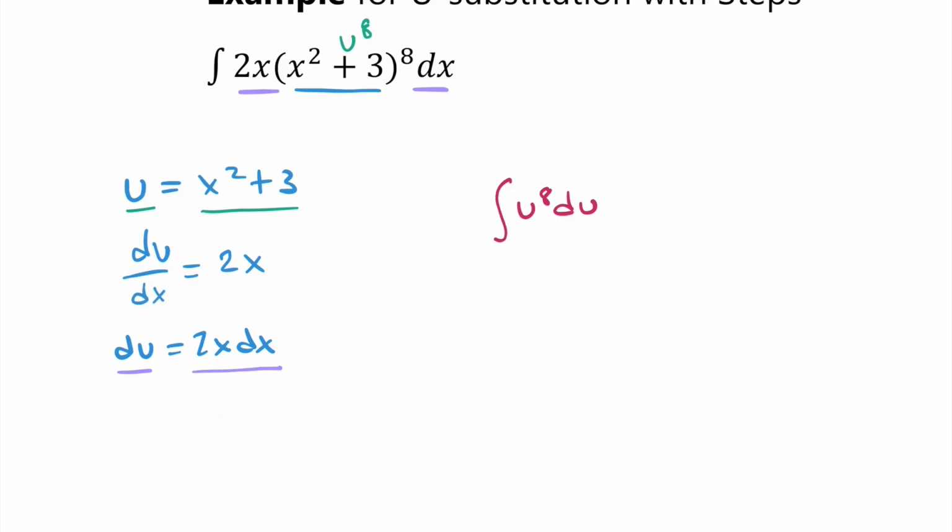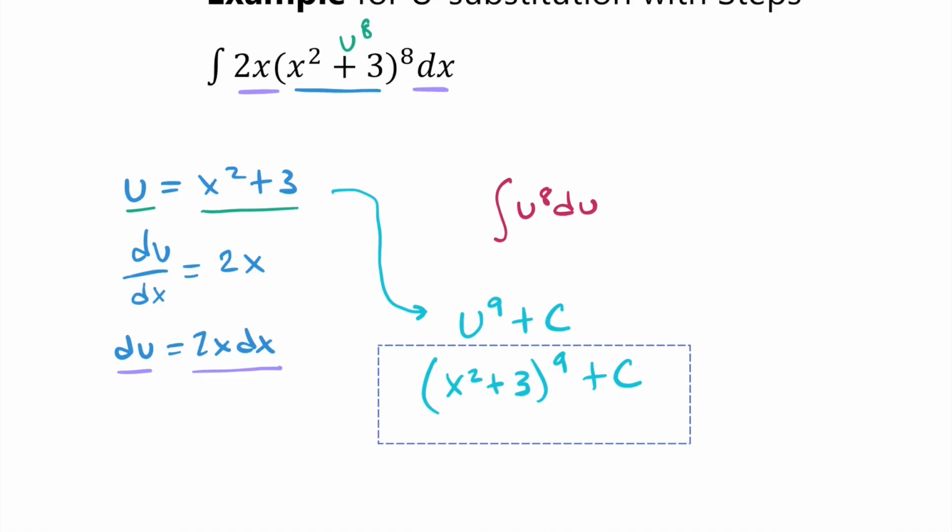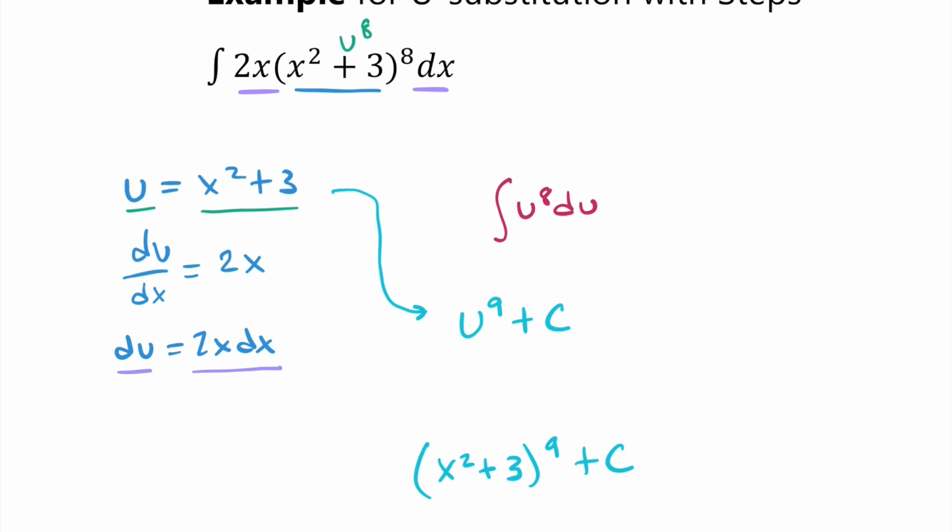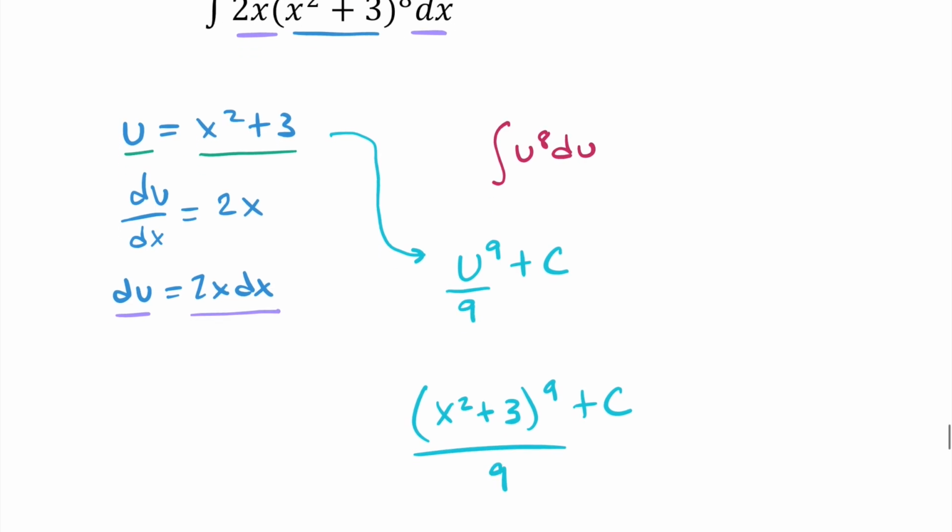Now I find the antiderivative is u to the 9th plus c, and I just can't leave it in terms of u. I have to go back and substitute in my u. So x squared plus 3 to the 9th power plus c. Apologize. U to the 9th over 9. My apologies. Over 9. Perfect.